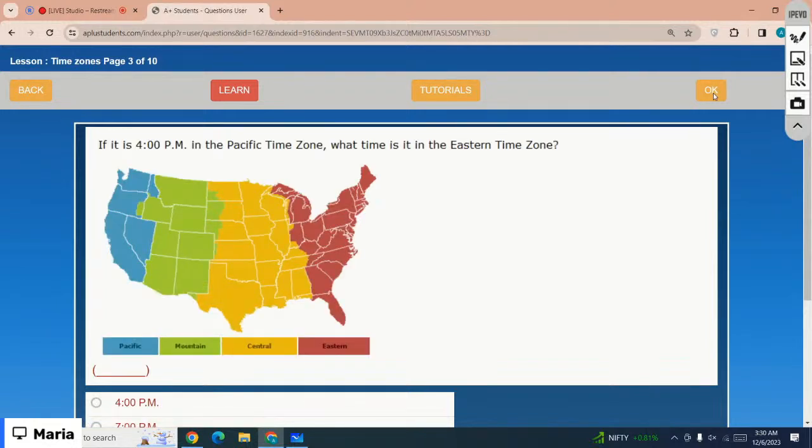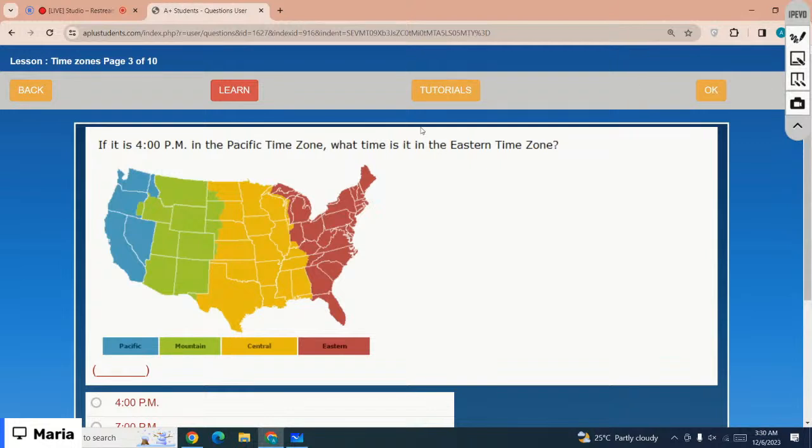Okay, now it is 4 p.m. in the Pacific zone, right? What time is it in the Eastern zone? You have to convert from Pacific to Eastern time zone, right? The question is, if it is 4 p.m. in the Pacific time zone, what time is it in the Eastern time zone, right?